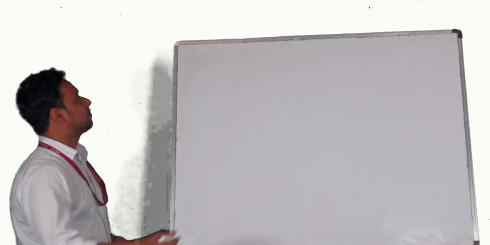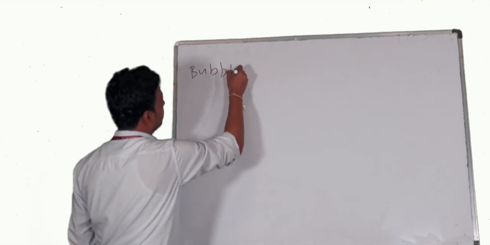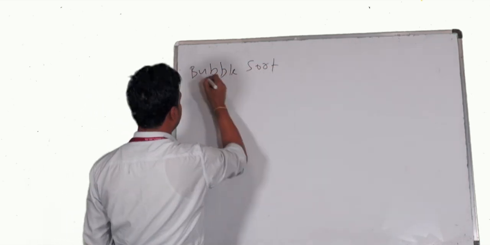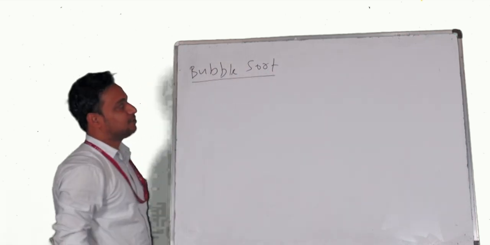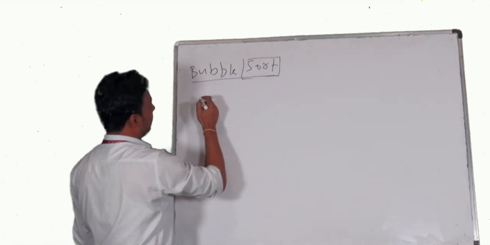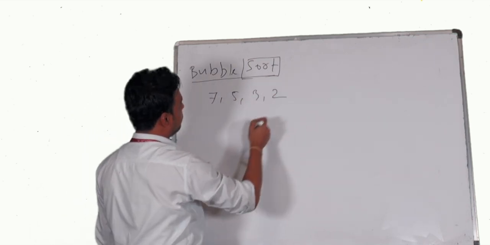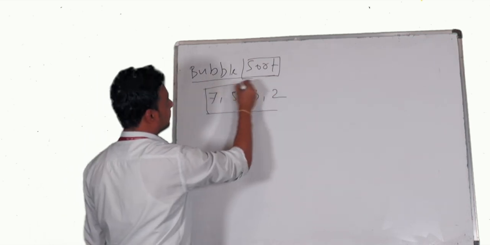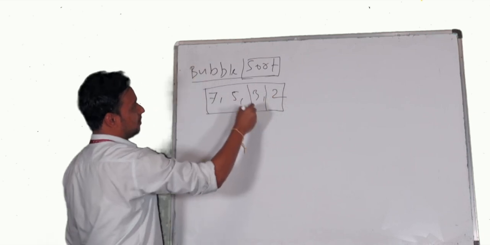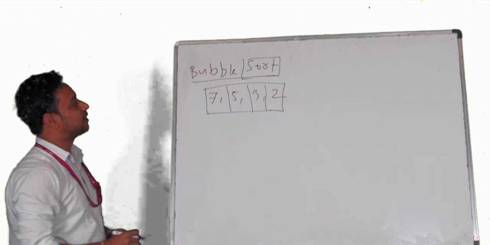So, today we're going to learn about bubble sort. Bubble sort is a sorting problem. Now, what is a sorting problem? Say we are given a set of numbers like 7, 5, 3, 2. The numbers are not in any order. It's neither in increasing order nor in decreasing order.